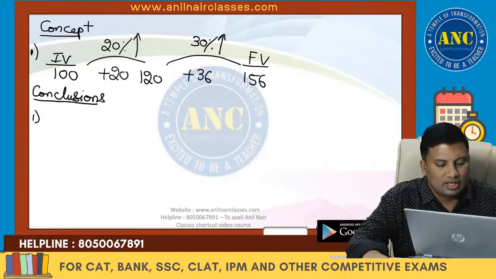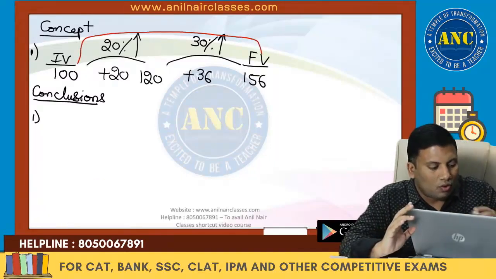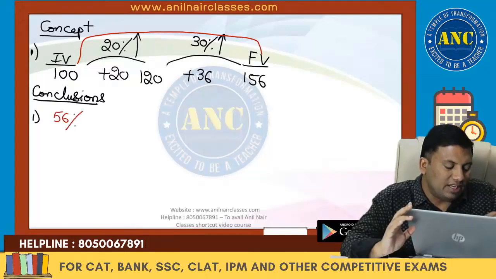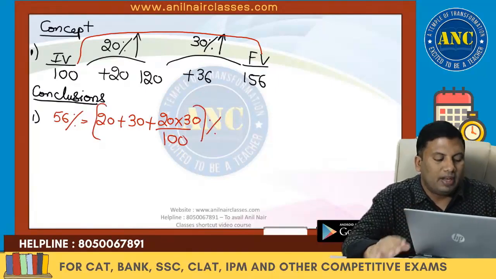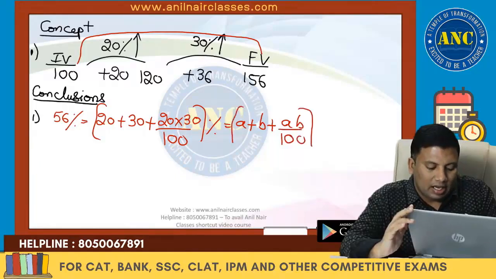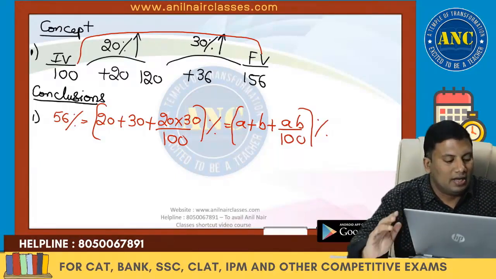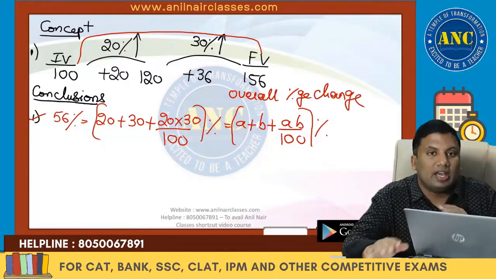First conclusion: 100 is becoming 156. Overall percentage is 56%, which is nothing but 20 plus 30 plus 20 into 30 divided by 100. Already we discussed this in the previous class. So overall percentage change is given by A plus B plus AB by 100.